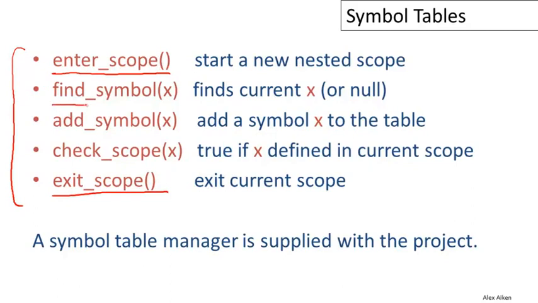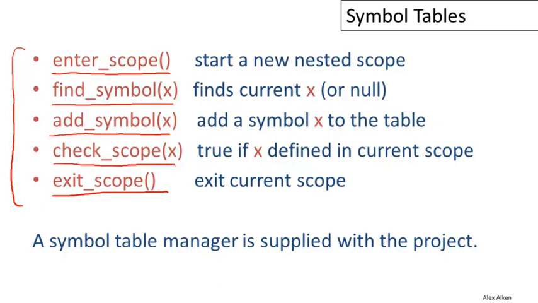Just like before, we have a find symbol operation that will look up a variable name, and it will return the current definition or null if there is no definition in any scope that's currently available. We'll have an add symbol operation that adds a new symbol to the table, and it adds it in the current scope, so whatever scope is at the top of our scope stack. And then one more new operation, check scope, will return true if X is already defined in the current scope.